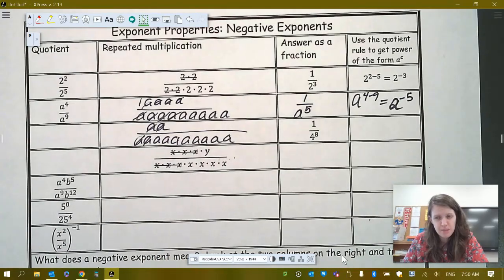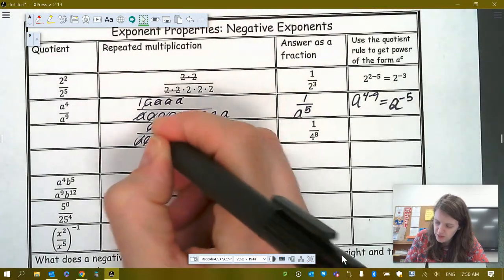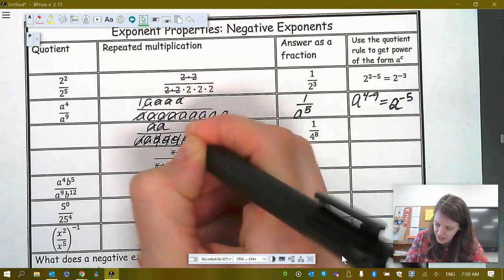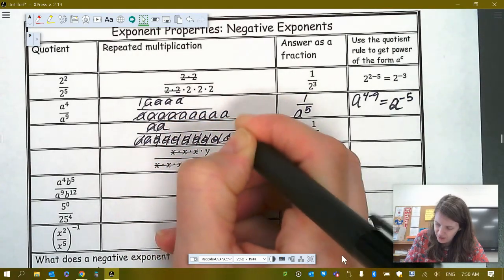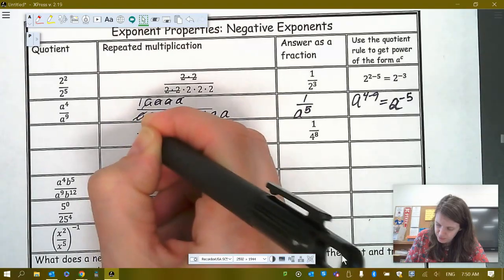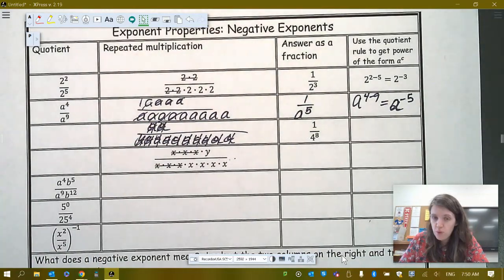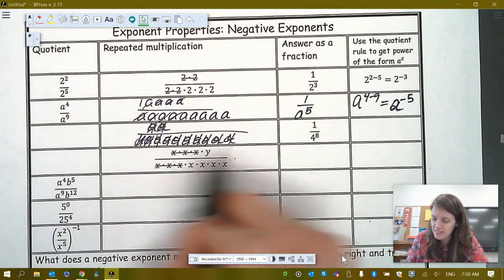And I'm writing A's and I mean to be writing 4's. Sorry, it's early. These should all be 4's, not A's, right? But you get what I mean here. The 4's should be canceling, right? 2 of them should be canceling to leave you 8 on bottom.